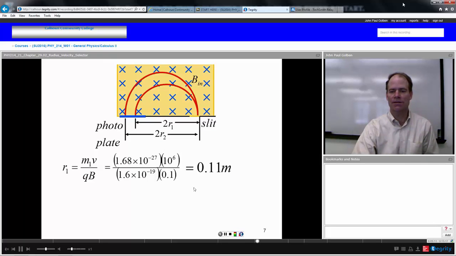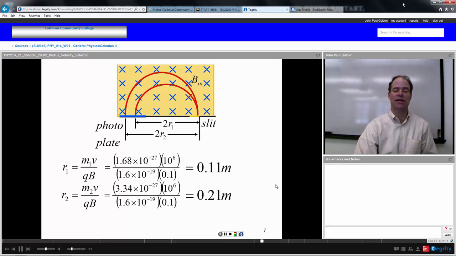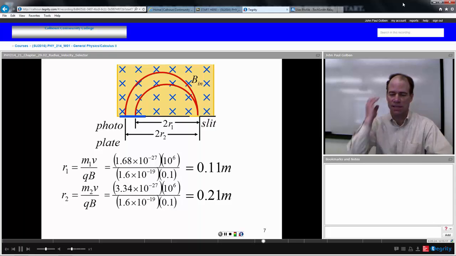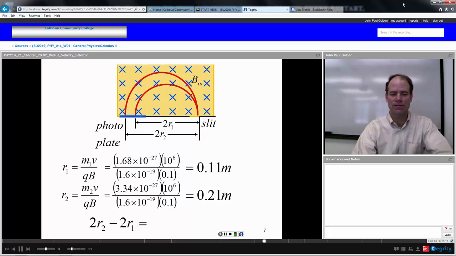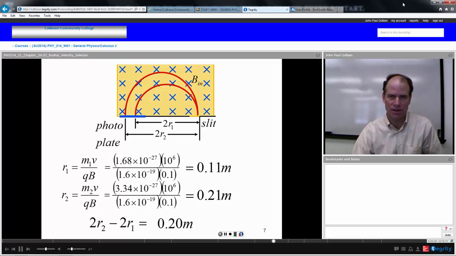So strictly speaking, we're going to have a radius of the orbit that separates them in terms of their mass. For the hydrogen, the radius of that orbit is going to be 0.11 meters. For the deuterium, with twice the mass, approximately twice the radius, 0.21 meters, a little bit less than twice. So the difference between these half circles would be a distance of 0.2 meters, or about 2 decimeters, right there. So if you had two collectors, you could easily separate the isotopes of this element, hydrogen and deuterium, from each other.